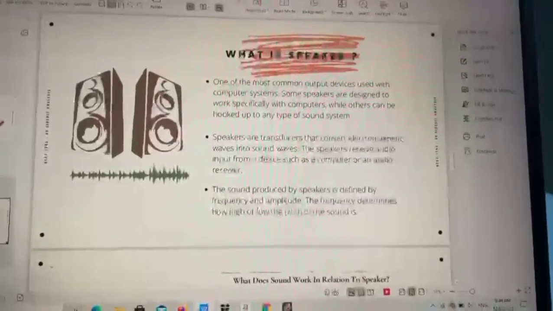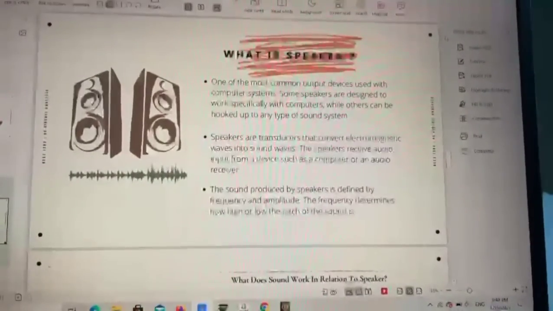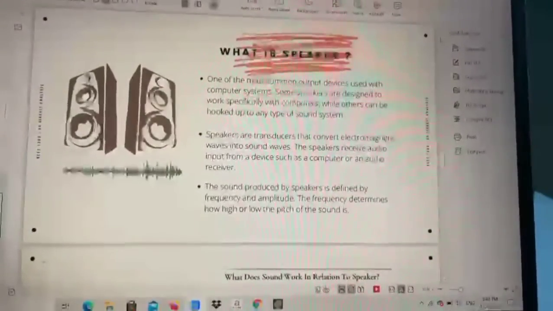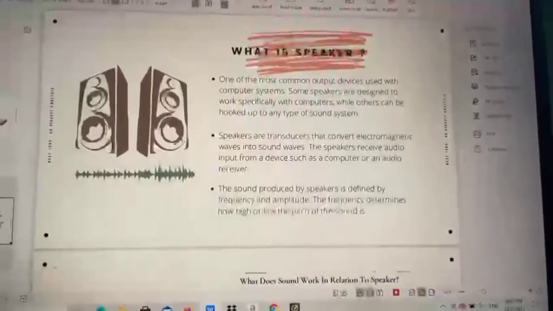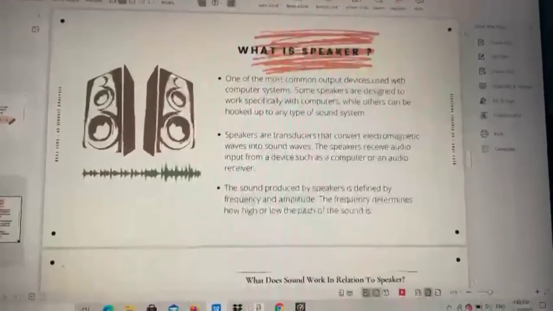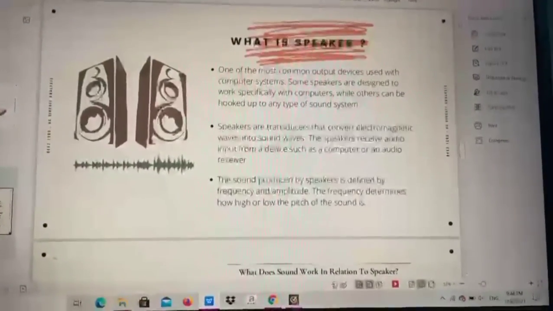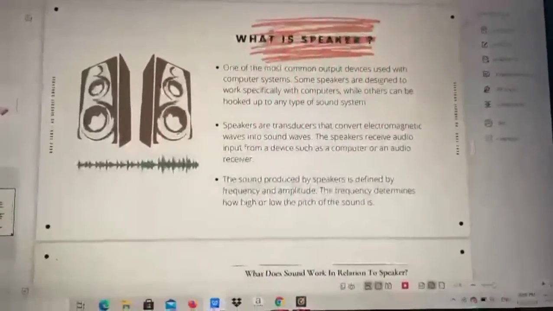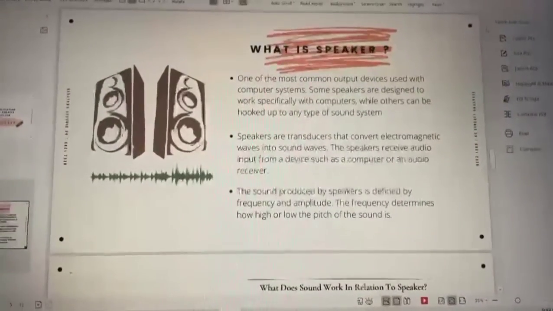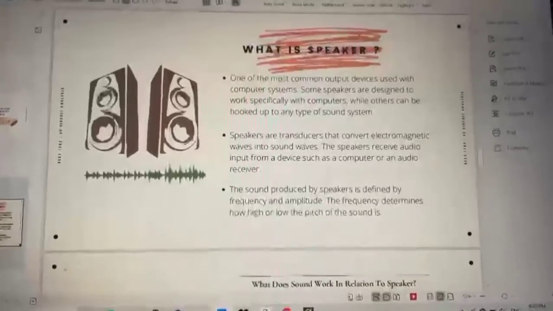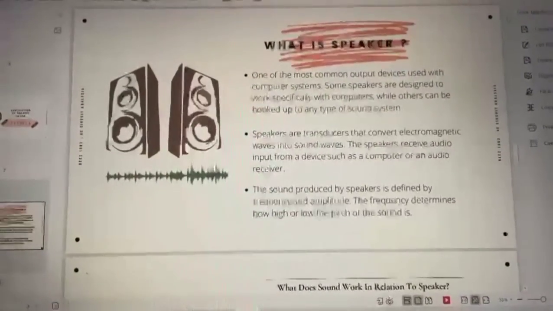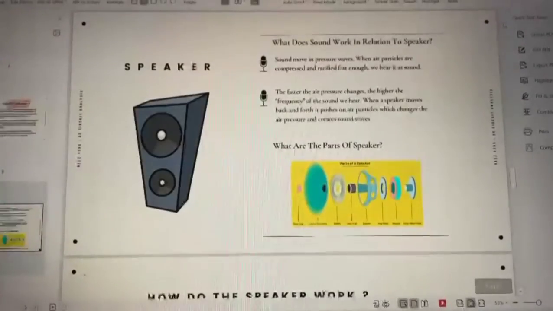The speakers receive audio input from a device such as computer or an audio receiver. An audio receiver example like DJ speaker. The sound produced by speakers is defined by frequency and amplitude. The frequency determines the high or low pitch of the sound.